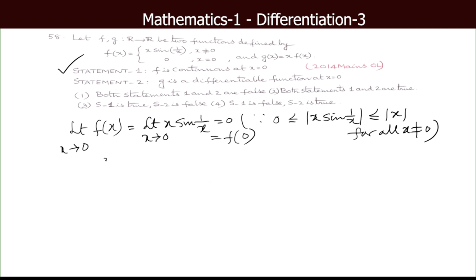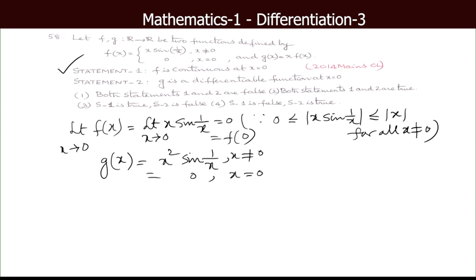g(x) is x times f(x), that is x square sin 1 by x for x not equal to 0, and 0 whenever x equal to 0, because g(x) is obtained by multiplying f(x) by x. When you multiply both these by x, x square sin 1 by x is the formula for g(x) whenever x is not equal to 0, and 0 of course when x equal to 0. g is a differentiable function at x equal to 0. This is also correct. Why?